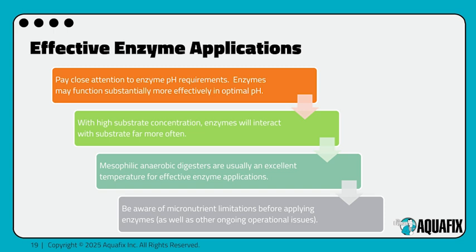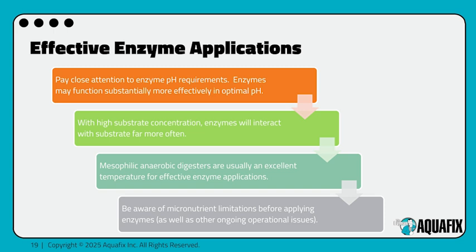With high substrate concentrations, enzymes will interact with substrate far more often. I have a slide coming up where we talk about this a little more in depth, but it's the concept I talked about before. If you have a high concentration of substrate, the enzymes will be able to bump into the substrate. If you have a low concentration, the enzymes may not bump into the substrate because it just won't interact. So you might actually need more enzymes for the lower concentration.